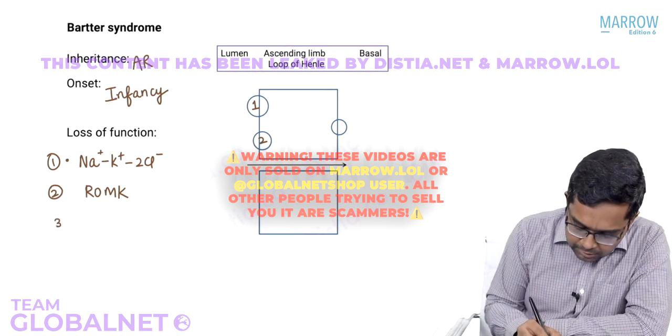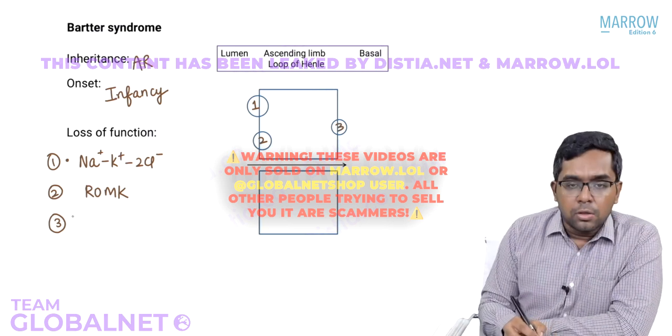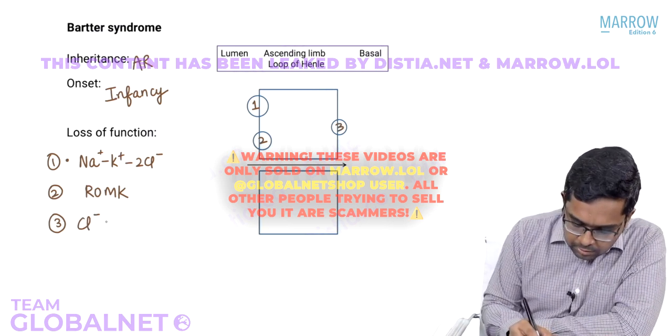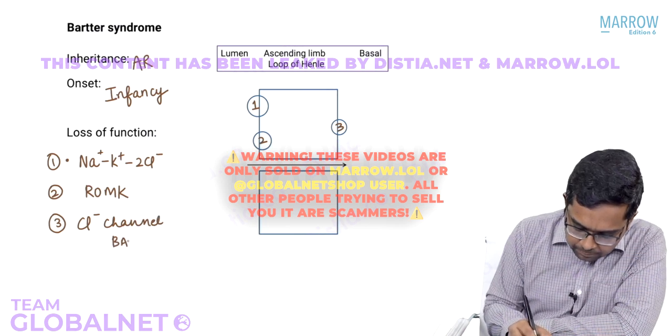Okay. Third is there is a loss of function in this channel, what we call a chloride channel, coded by a gene called Barttin.